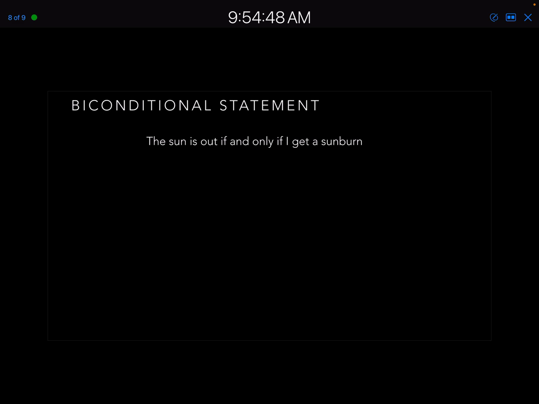Okay, if we take a look at this one, there's my biconditional statement. The sun is out if and only if I get a sunburn. So I want you to write the conditional statement to that. I want you to write the converse to that, and then determine the validity of that biconditional. Is it truly a biconditional statement? So write the conditional statement, write the converse, and tell me if it's valid or not.